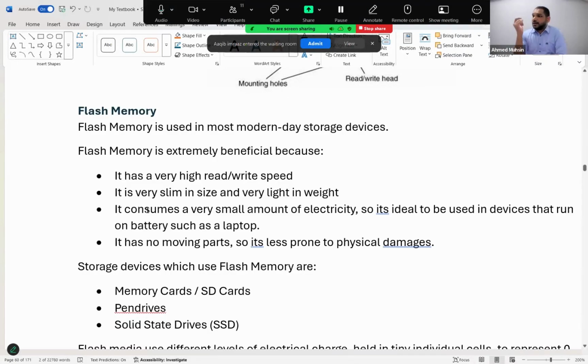About flash memory. Previously, I gave you all a really long word for flash memory here. Anyone remembers it? EEPROM. Yeah. What does it stand for?